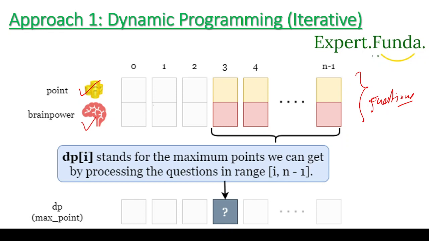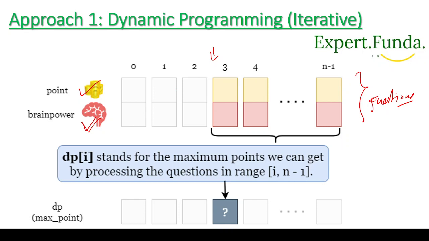So what you have to understand is that we have to focus on carrying the maximum points, and to do that, you have to understand the brainpower also. Let's suppose we are going to solve the question at any index. Let's suppose he is going to choose this one. Either he will solve it and earn the points, or he will skip these questions and move to the next.